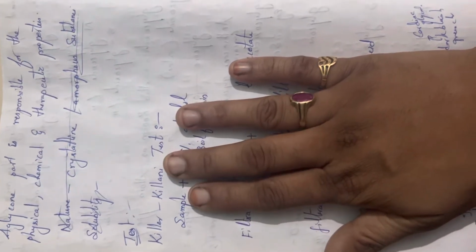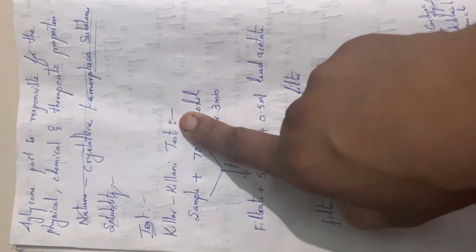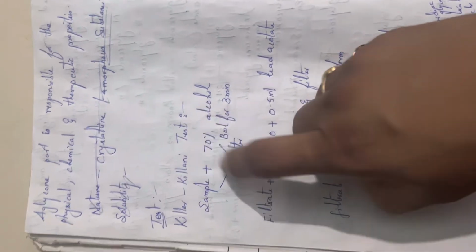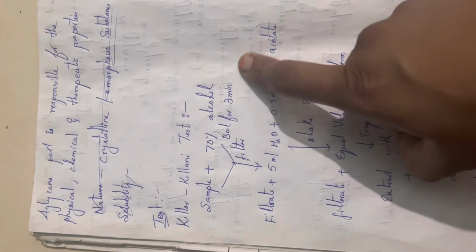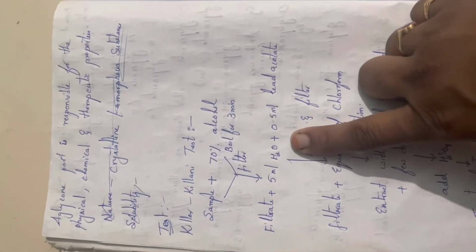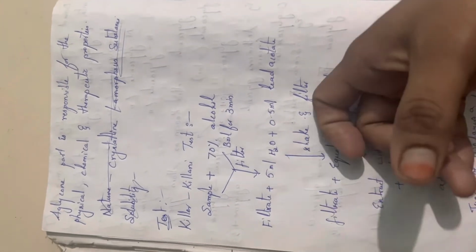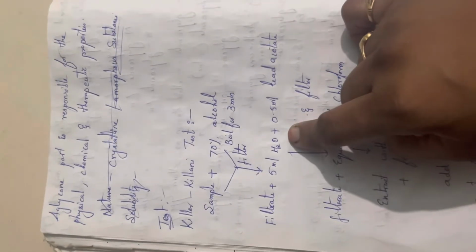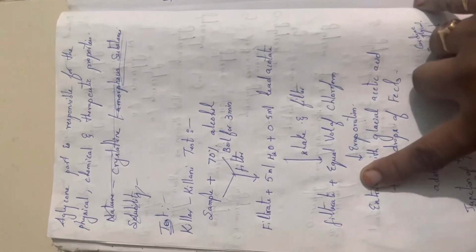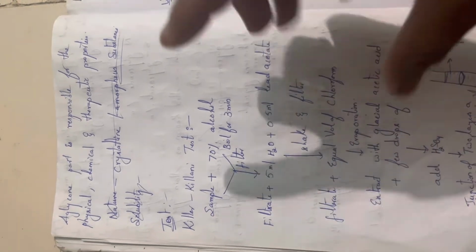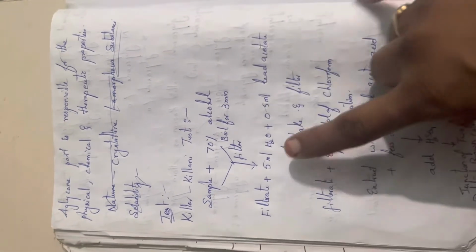So we have the Keller-Kiliani test. Sample plus 70% alcohol is taken and boiled for 3 minutes, then we filter it. You will get a filtrate. To the filtrate, water is added and lead acetate is added. You shake it completely and filter it again, and then you get a clear, transparent filtrate.